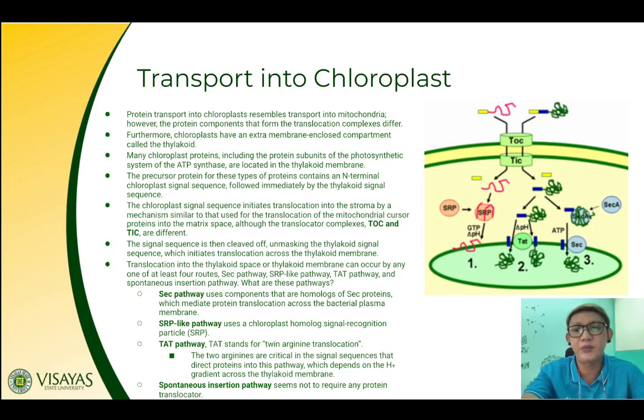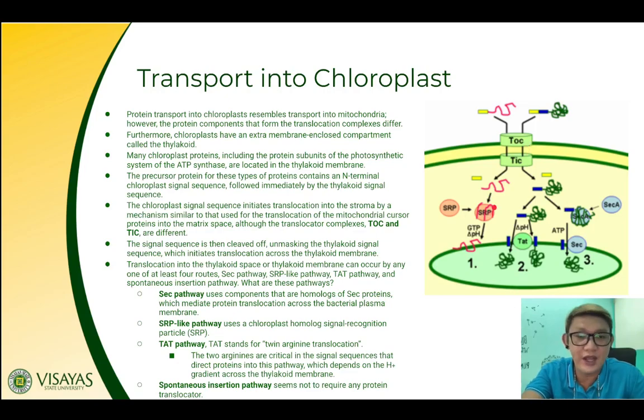So the precursor proteins for these types of proteins contain an N-terminal chloroplast signal sequence, followed immediately by the thylakoid signal sequence. The chloroplast signal sequence initiates translocation to the stroma by a mechanism similar to that used for the translocation of the mitochondrial precursor proteins into the matrix space, although the translocator complexes, the TOC and the TIC, are different. So the signal sequence is first cleaved off, unmasking the thylakoid signal.